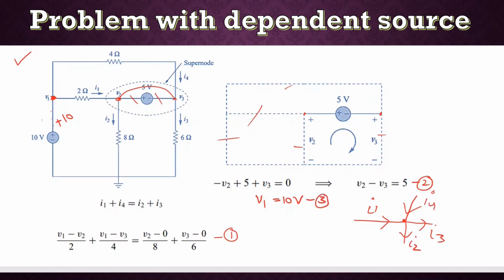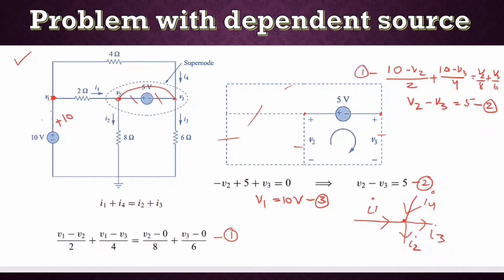V2 minus V3 is equal to 5; this is equation number 2, and this is equation number 1. So instead of V1, you keep 10. So (10 minus V2) divided by 2 plus (10 minus V3) divided by 4 is equal to V2 by 8 plus V3 by 6. And another equation is V2 minus V3 is equal to 5. This is the second equation, this is the first equation.